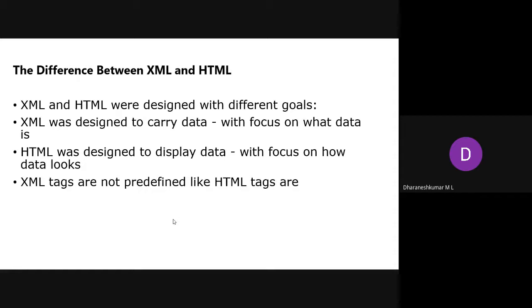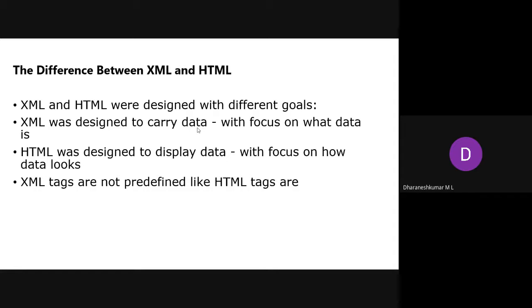Then, what are the differences between HTML and XML? I told XML is also similar to HTML. Now, what are the main differences? The main purpose of XML is to store and transport, meaning transferring the data. XML and HTML were designed with different goals. XML was designed to carry the data, focusing on what the data is. But HTML was designed to display the data, meaning HTML is only for the presentation of data, how your data will look. Even so, you can use XML for store as well as transport.